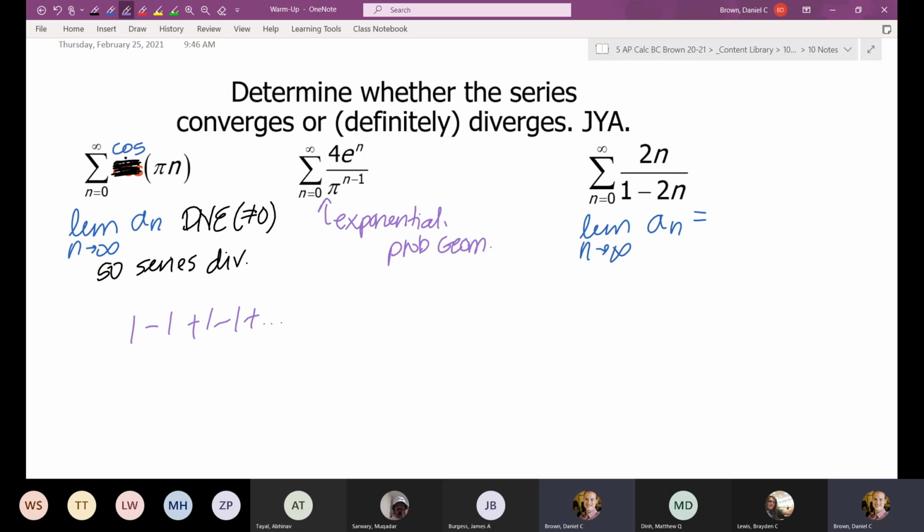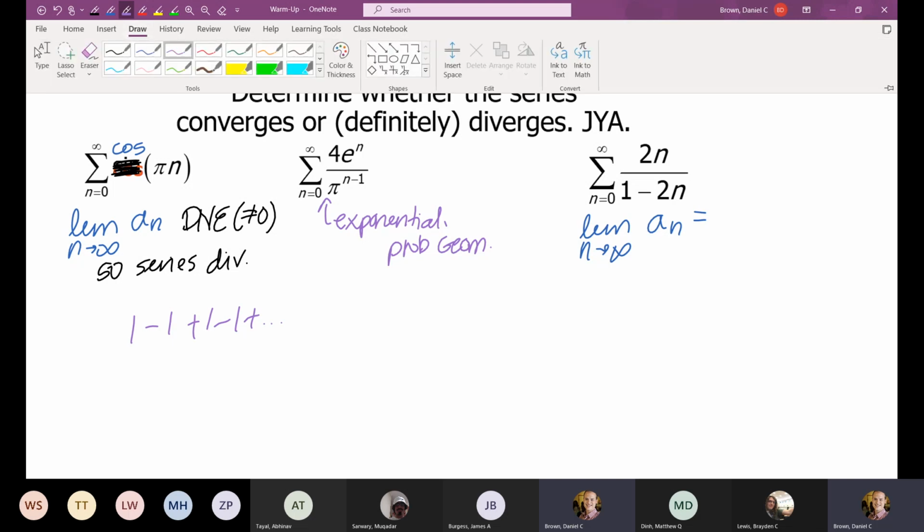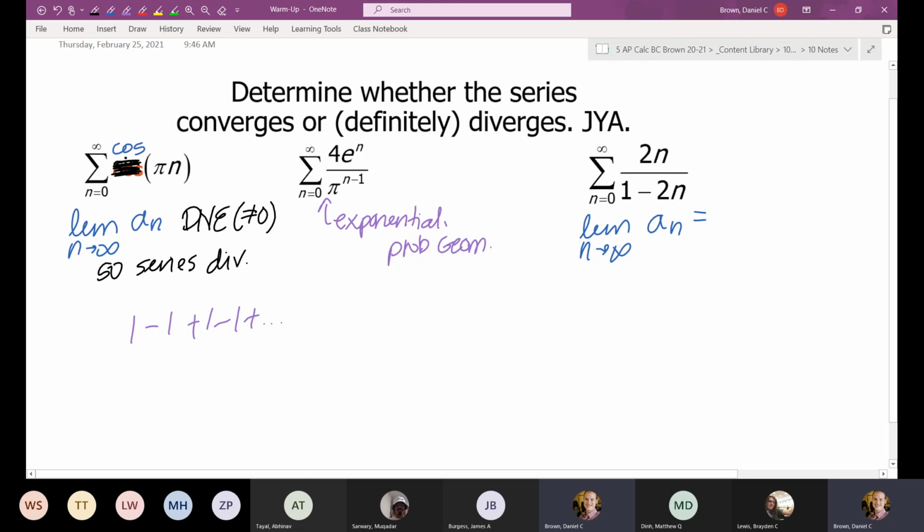Looking at this middle one, the big clue is we see n in the exponent. Whenever you see something that looks exponential, it's probably going to be a geometric series. In order to justify it, though, you do need to identify clearly what that r value is, the common ratio. I would rewrite this one personally, so I have 4e to the n.